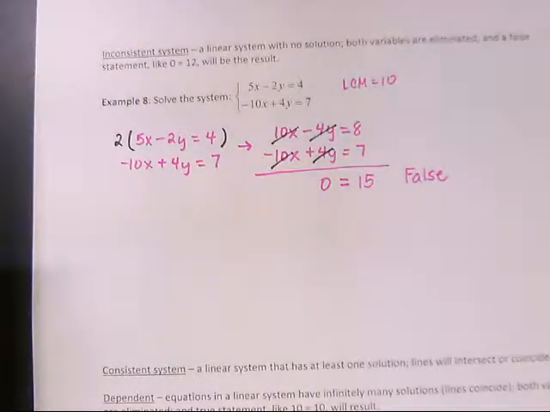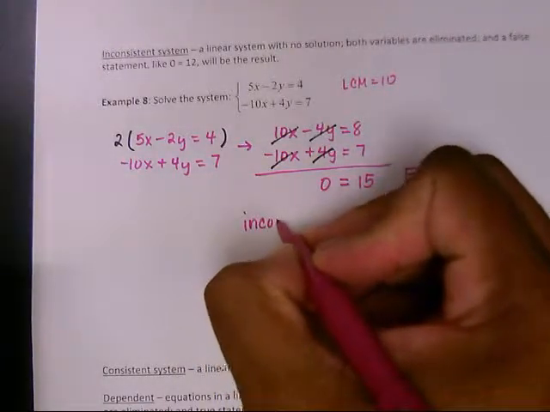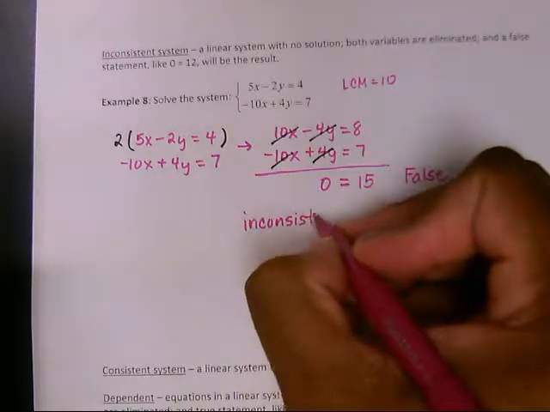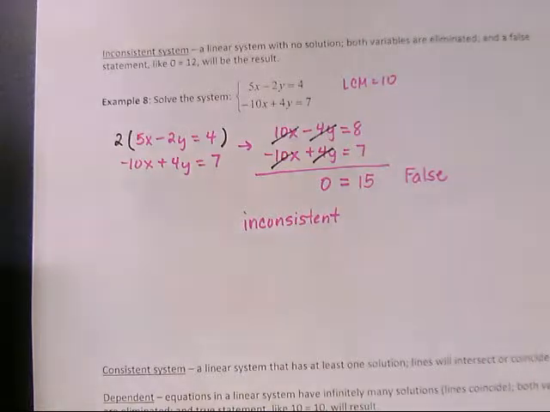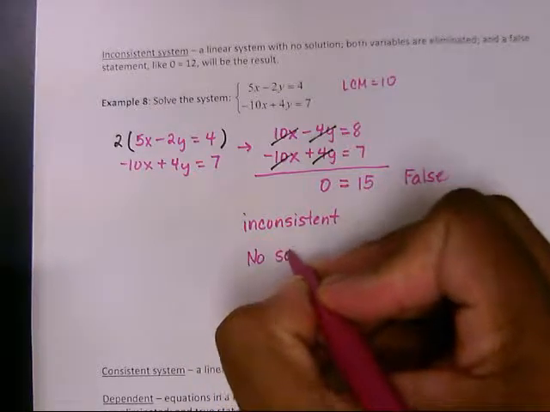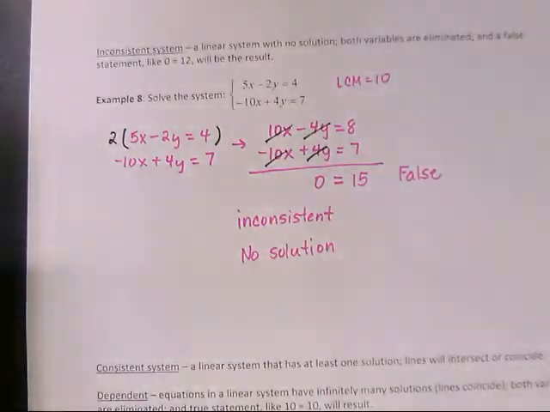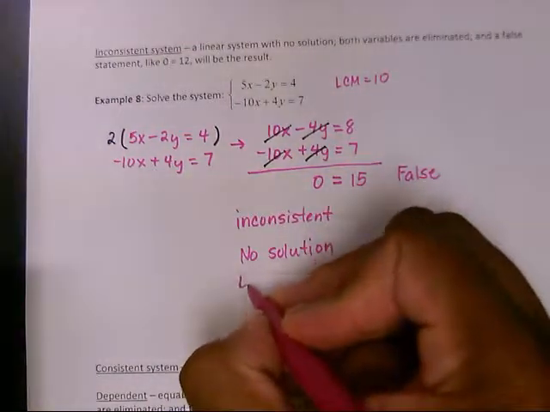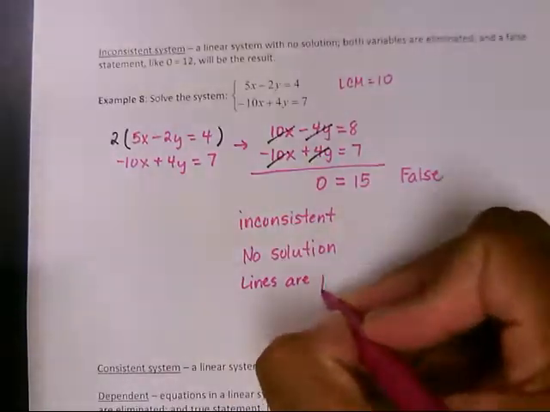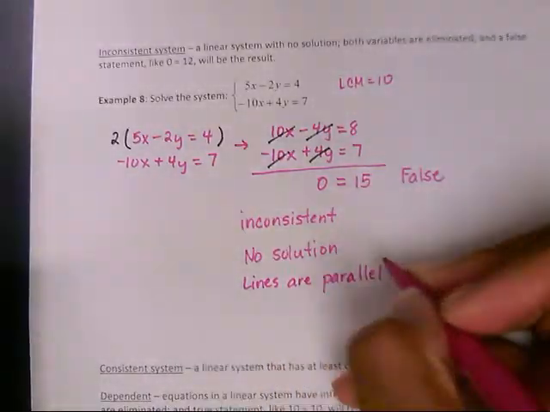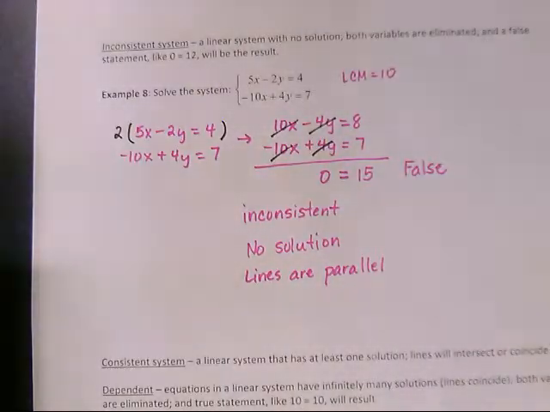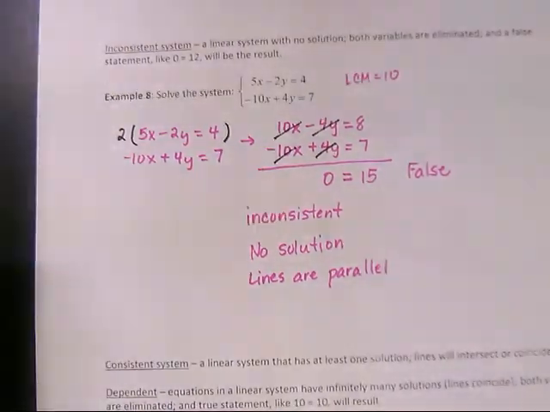So this is an example of a system of equations that is inconsistent. That's an inconsistent system of equations here. That would mean that this system has no solution. There is no ordered pair that will satisfy that system of equations. And if you were to graph this, that means that your lines are parallel. That means that the lines will not cross at a single point.